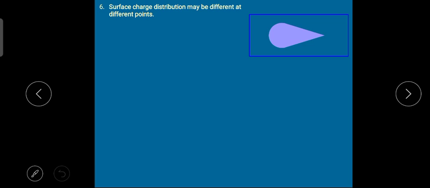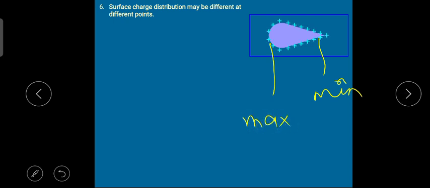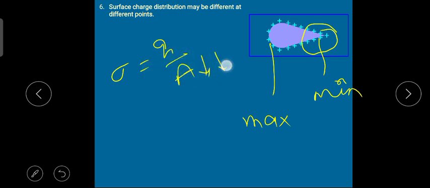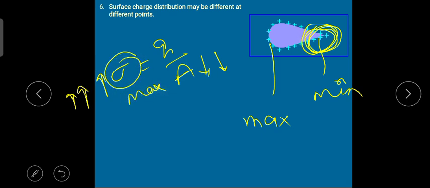Coming to the next, surface charge distribution may be different at different points. Suppose this is a type of conductor whose area is minimum at this point and whose area is maximum at this point, and you distributed a charge. So the surface charge density will be maximum here because the area is minimum. Why? Because surface charge density is the charge per unit area. If the area is small, your surface charge density will automatically rise up. Here the area is minimum, that means surface charge density will be maximum.